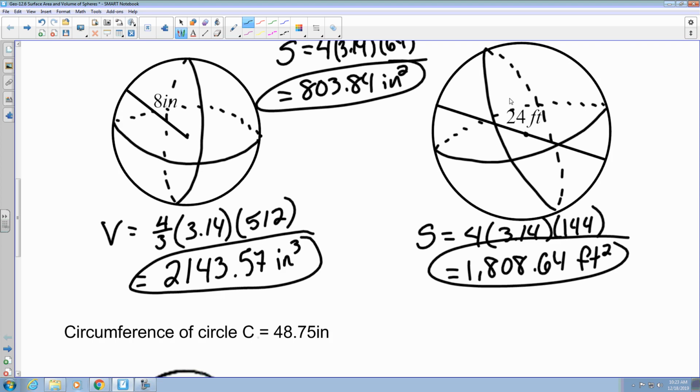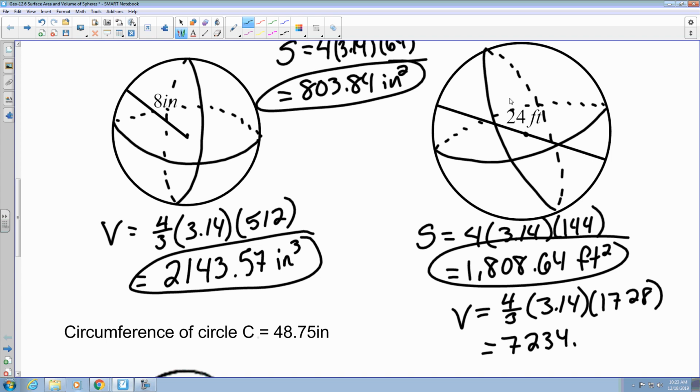To find the volume of this one, we're going to get 4/3 times pi 3.14 times 12 to the third power, which gives me 1728. So 1728 times 3.14 times 4/3. We get a result of 7,234.56, and that is cubic feet.